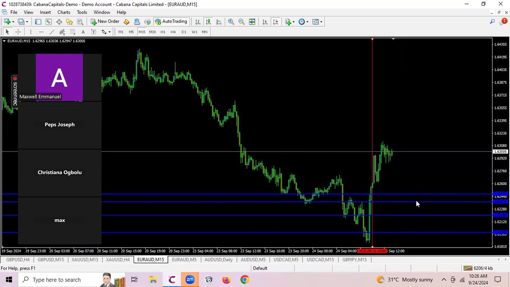So if price drops to this zone, fills this gap, and a bullish reversal pattern forms after price fills this gap, then you could buy. But if price breaks this gap and closes below this area, there's a possibility for price to come and fill this fair value gap. Then when price hits this zone, wait for a bullish reversal pattern to form. Don't just jump in and start buying because price has hit this area.